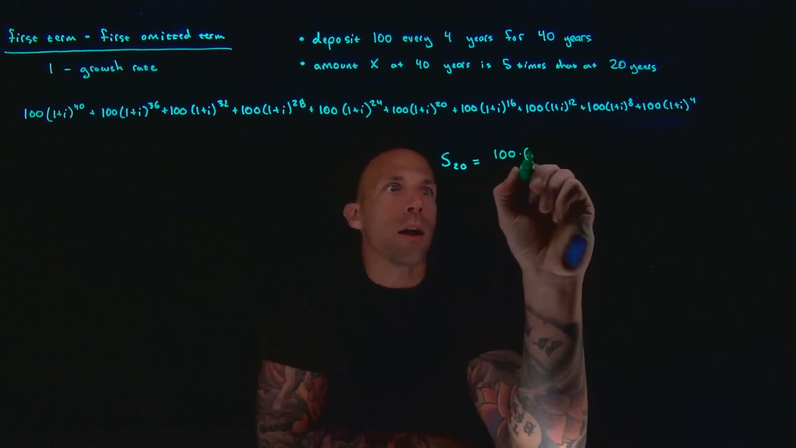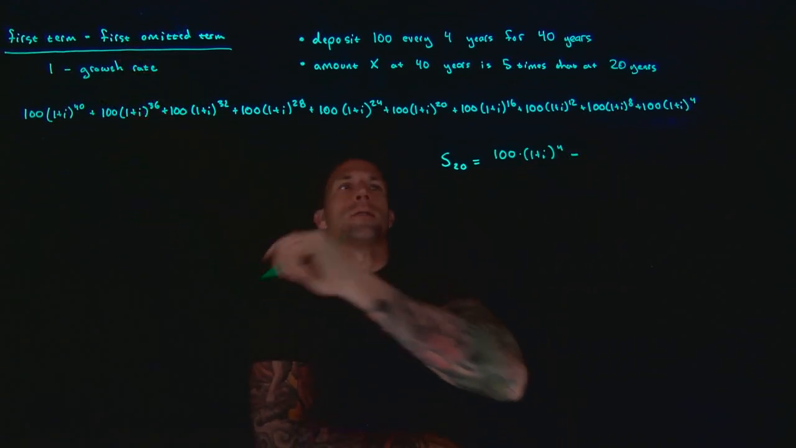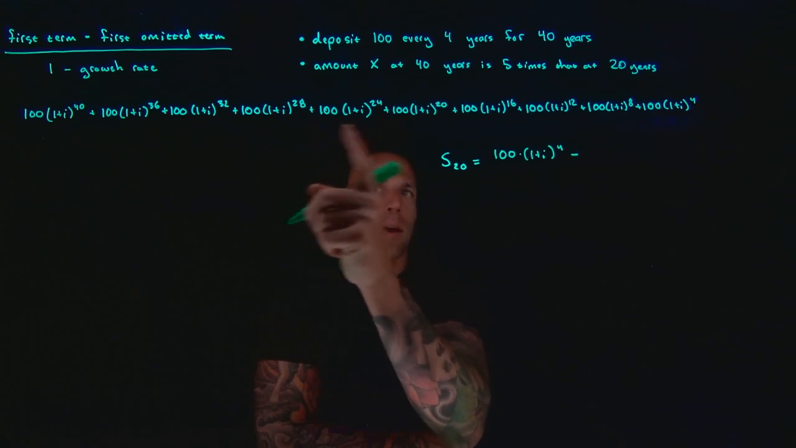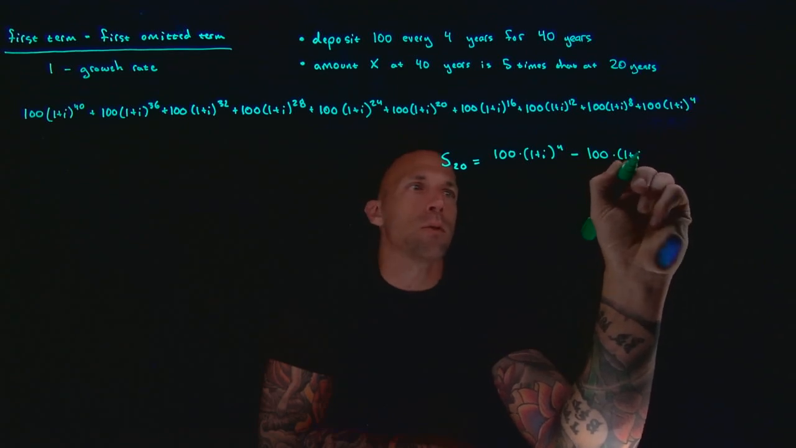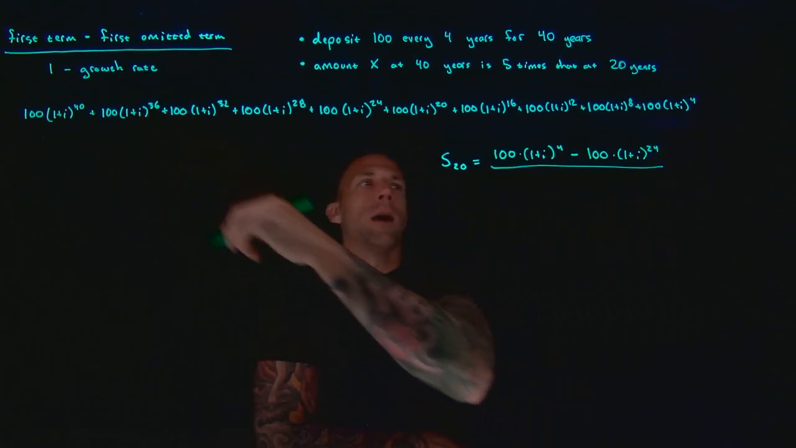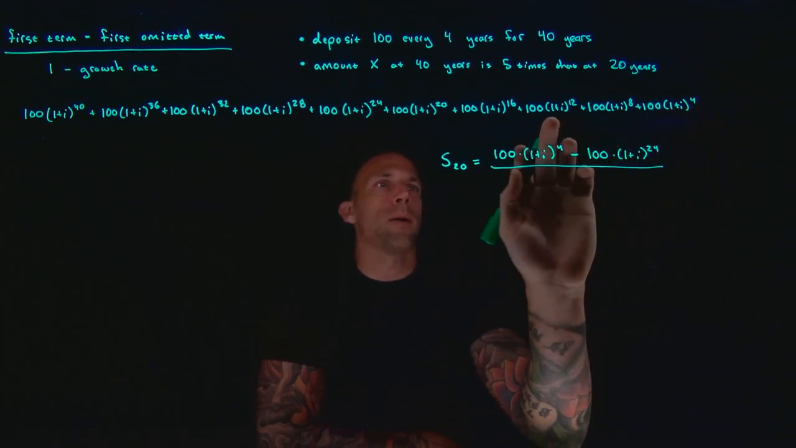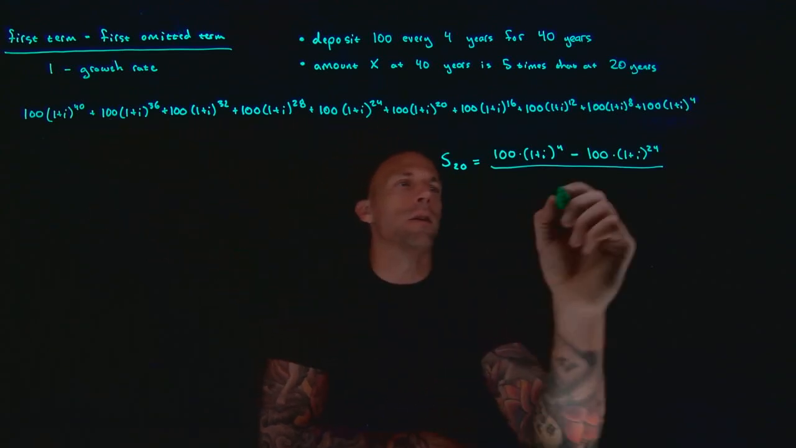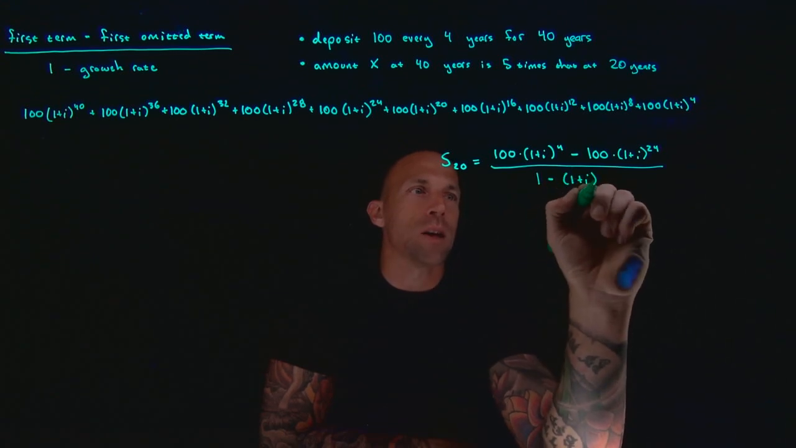So the first term for the sum of our payments after 20 years is 100 times 1 plus I to the 4th minus the first omitted term. So if we were to go beyond 20 years, what would come next? That would be this term right here, 100 times 1 plus I to the 24th, over 1 minus the growth rate. And what's the growth rate? Well, it's 1 plus I raised to the 4th power. We keep compounding interest in 4-year chunks. So 1 minus 1 plus I to the 4th.